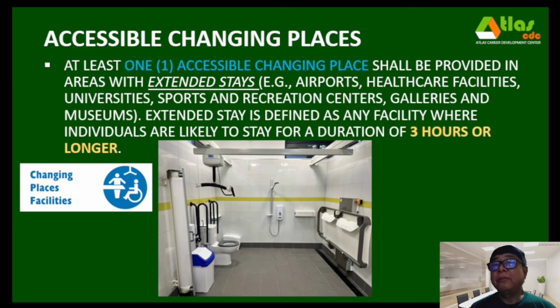Now, for the requirements for accessible changing places. At least one accessible changing place shall be provided in areas with extended stays, like for example, airports, healthcare facilities, universities, sports and recreation centers, galleries, and museums. Extended stay is defined as any facility where individuals are likely to stay for a duration of 3 hours or longer. So this kind of facility is required for these areas.